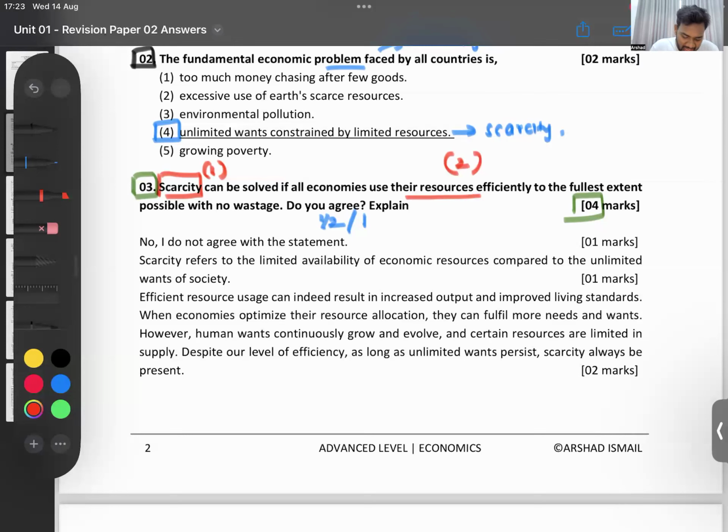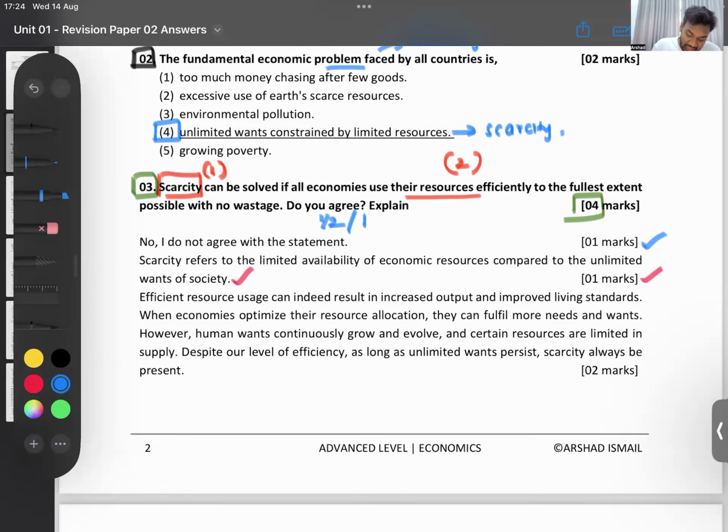Yes, I am saying, no, I do not agree with the statement. One mark for that. That has to be properly said. When they ask you in a question whether you agree or not, you have to say that properly. Then they say, scarcity refers to limitedness of resources compared to unlimited ones. That also I have given.